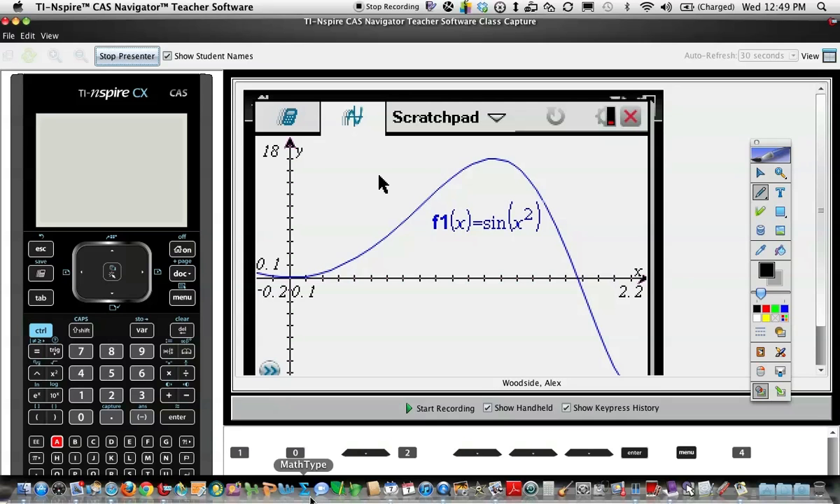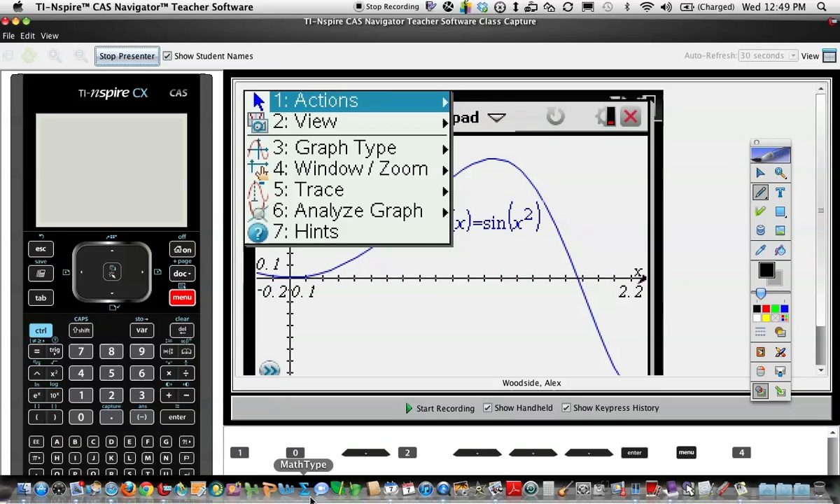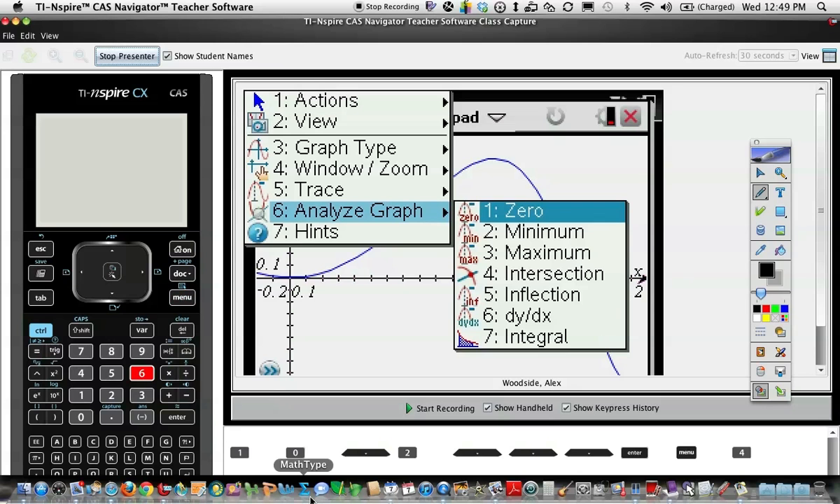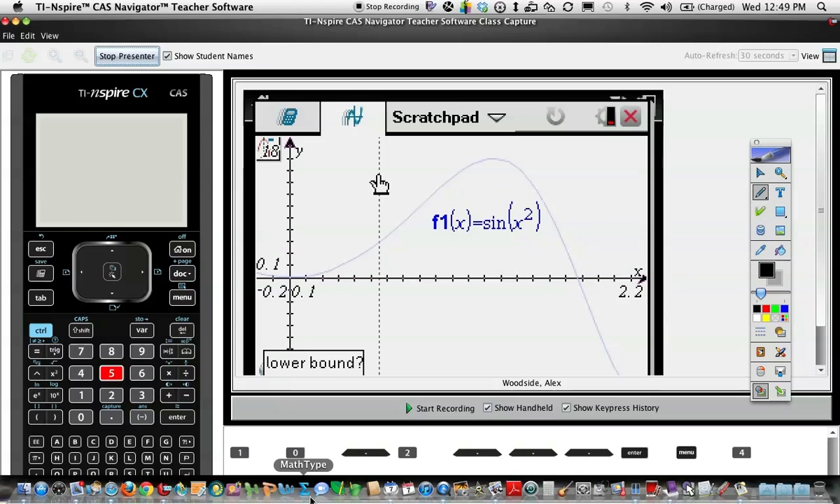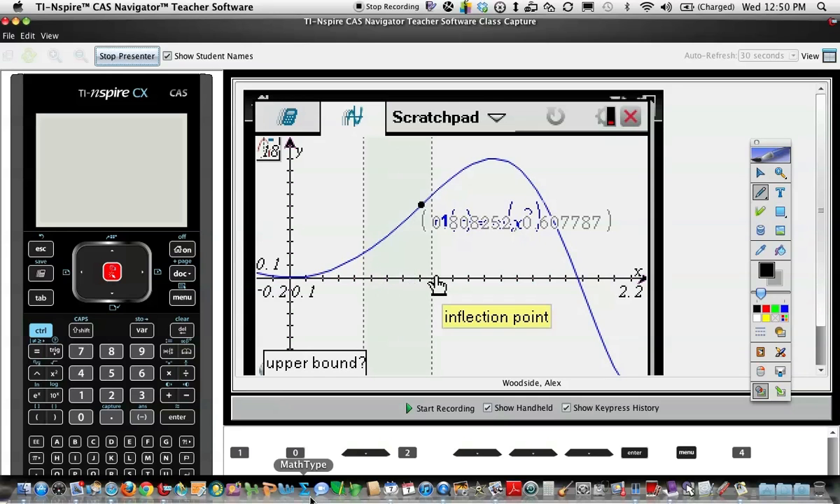Go to Menu and go to Analyze Graph and go down to Inflection Point, number 5. It's going to ask you where you want to look. So for the lower bound, get a little bit left of where you think your inflection point is. Get right in here somewhere. Okay, and then hit enter, and then get past it a little bit. Notice as soon as you get past it, go ahead and hit enter.